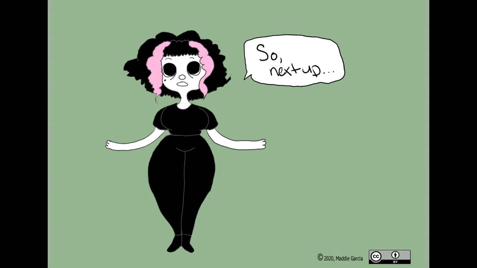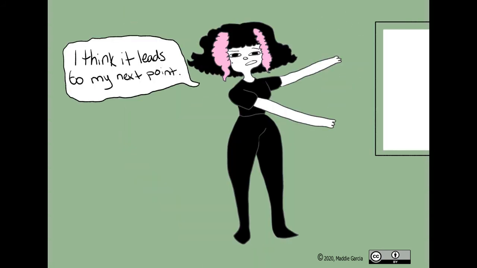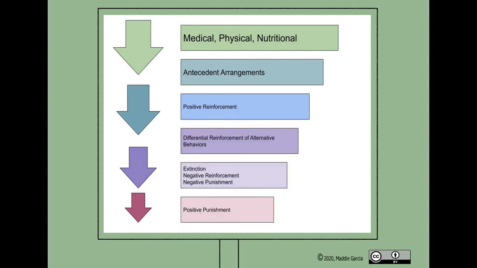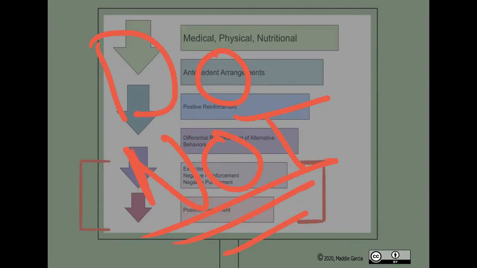So, next up, based on all these effects, I think it leads to my next point. Yes, my old friend, the humane hierarchy. If you don't already know, this is basically a chart showing us the least to most intrusive procedures for behavior change. The lower you get on the chart, the more intrusive and typically aversive the procedure. These are the last resort procedures that you do not use unless you have milked every other procedure you can, or if the behavior is extreme and harmful to the patient or others.